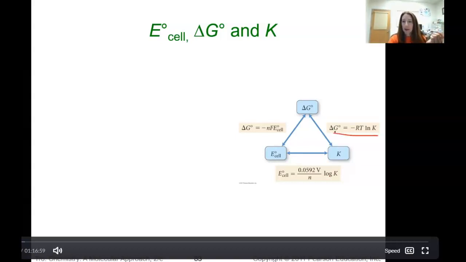So we have this equation, delta G equals negative RT ln K equilibrium. Oh, there's another K equilibrium. This here is the number of moles of electrons. We sort of started talking about that last lecture, and we'll talk about it more. And then this one, that's Faraday's constant, which we'll look at in a second. And again, this is moles of electrons.